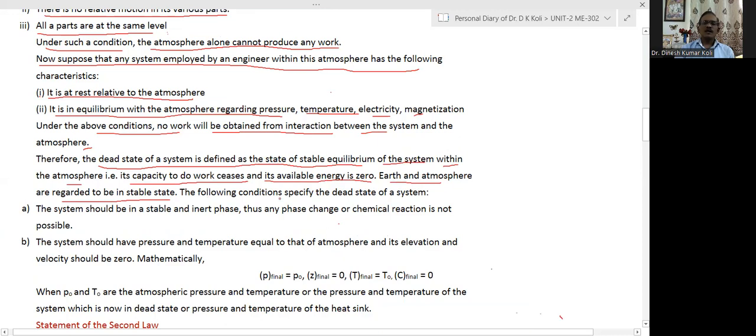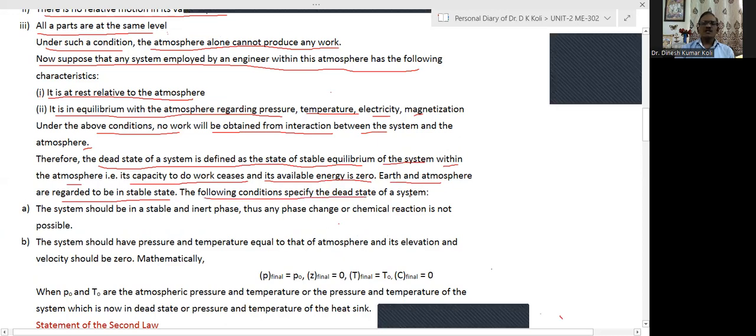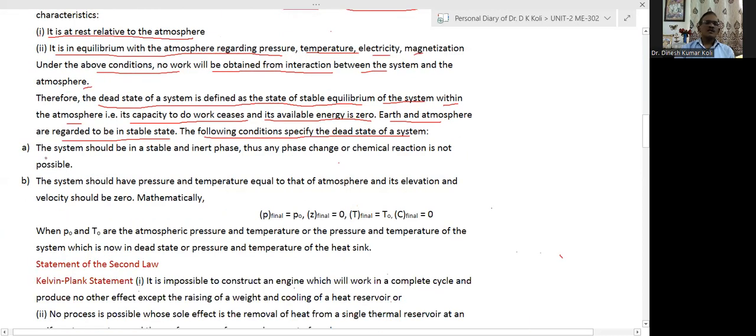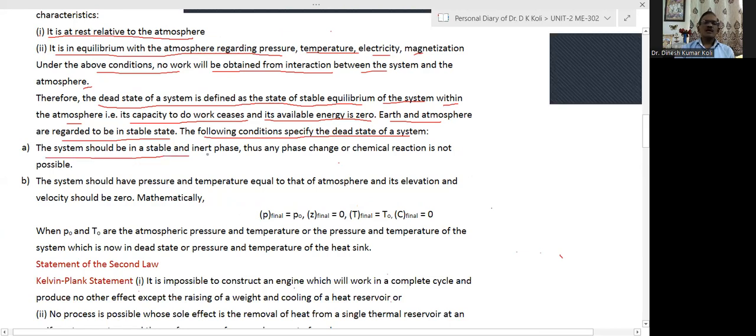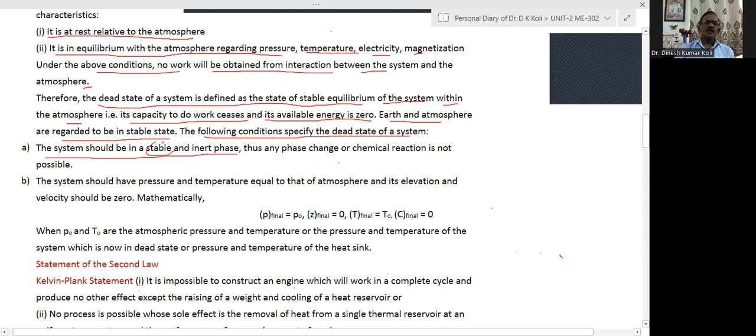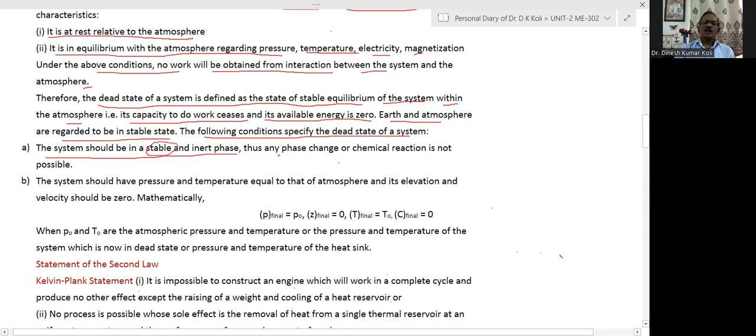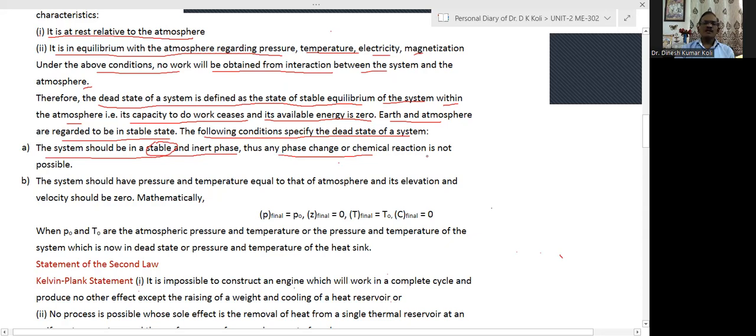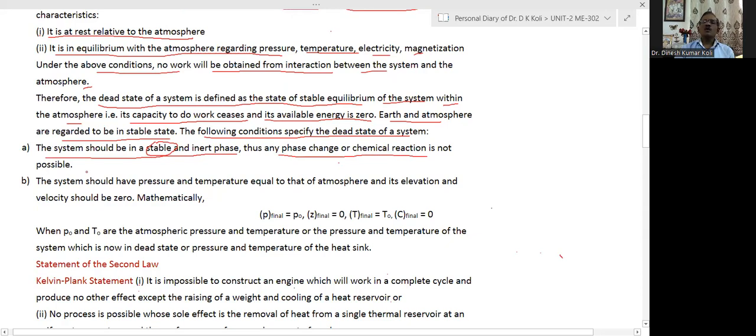The following conditions specify the dead state of a system. The system should be in the stable and inert phase. The system will be in a stable condition and in the inert phase. Thus, any phase change or chemical reaction is not possible. There will be no chemical reaction or phase change.